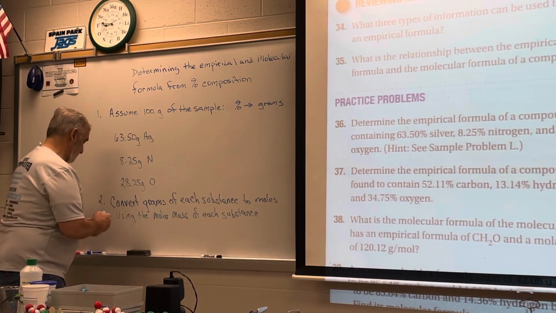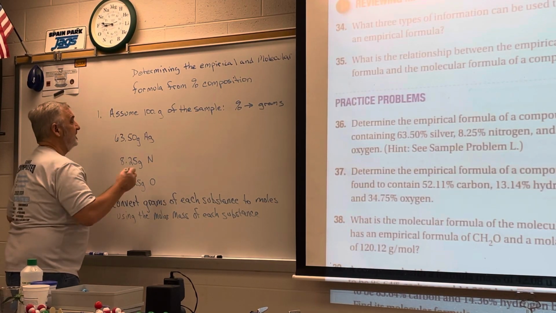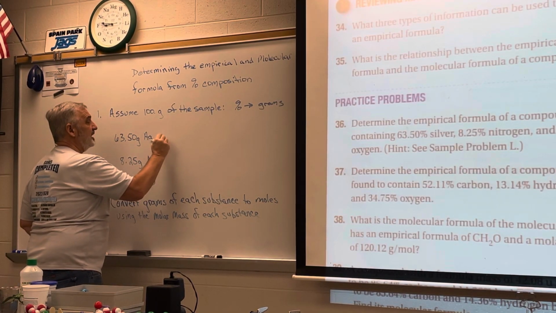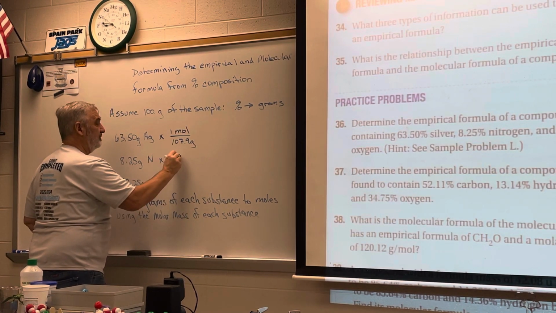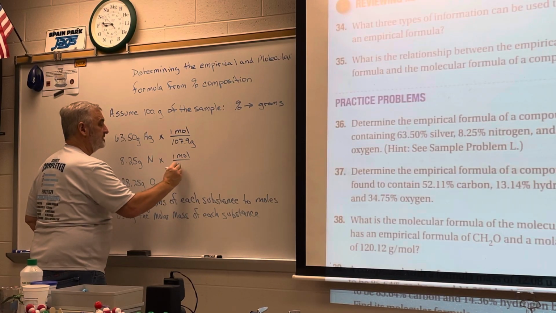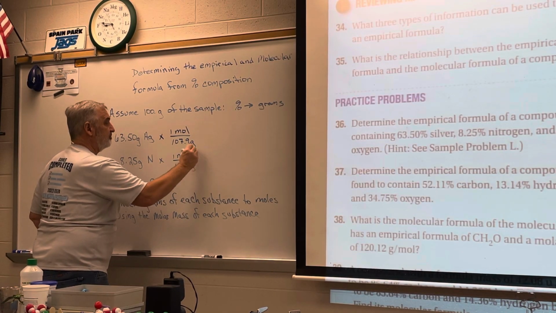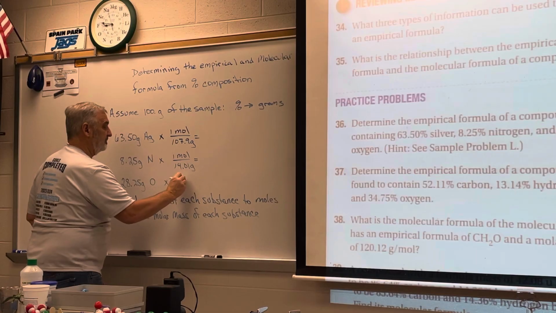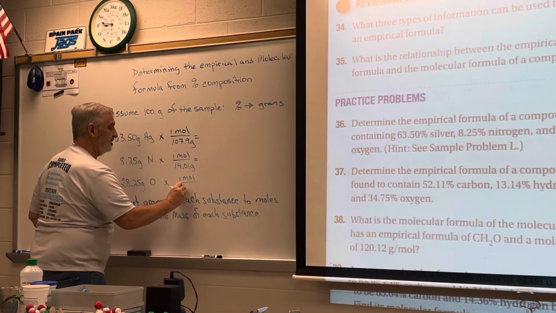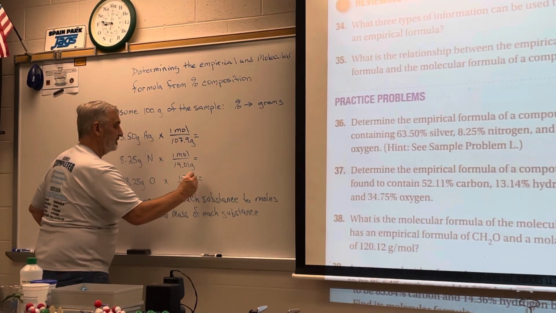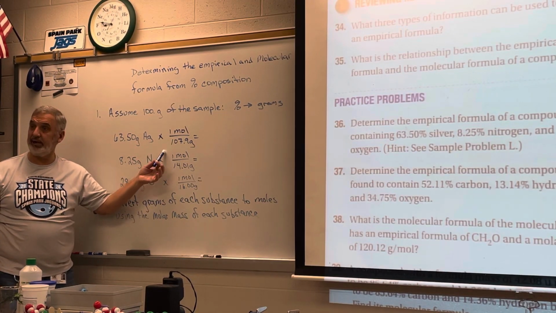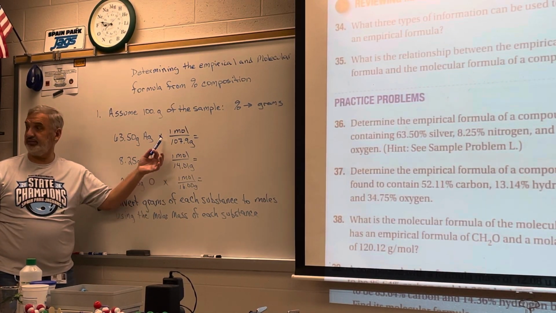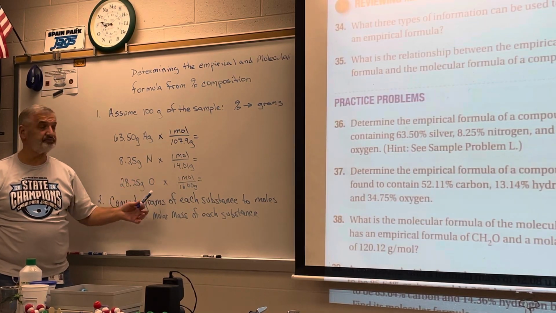So we went through and we did this, and you already have this in your notes: times 1 mole over the 107.9 grams, times 1 mole over the 14.01 grams, and times 1 mole over the 16.00 grams. Again, this is the number that's coming from the periodic table. This is the atomic mass, right? We did this yesterday, so you should already have it.